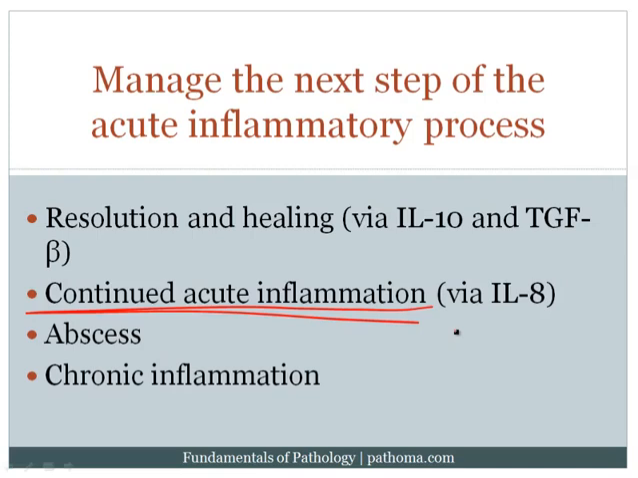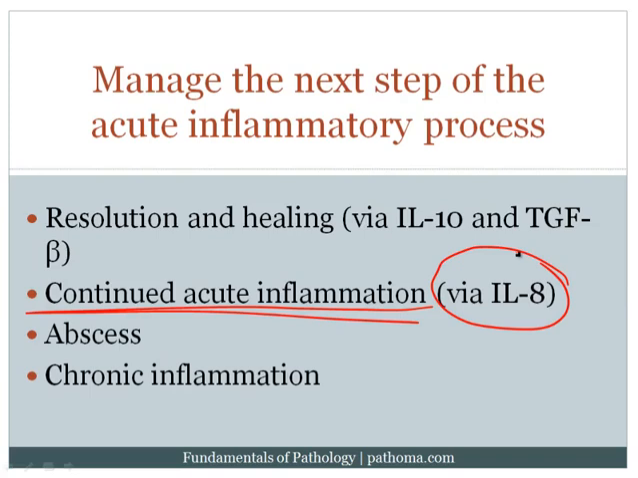A couple important points here, which become high yield for examinations. IL-8 is the mechanism by which the macrophages call in the neutrophils. Again, I'm going to repeat this because it's high yield. IL-8 is the cytokine produced by macrophages that calls in the neutrophil. Now, when additional neutrophils are called in, that's going to result in continued acute inflammation.